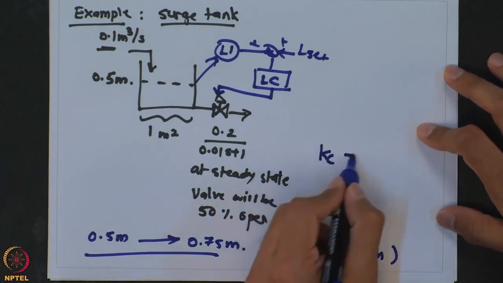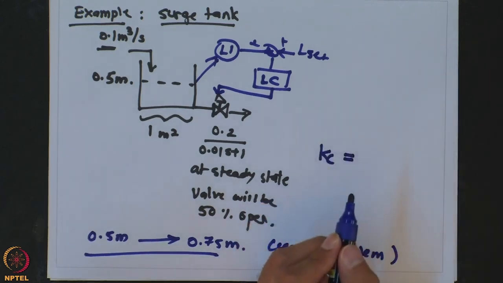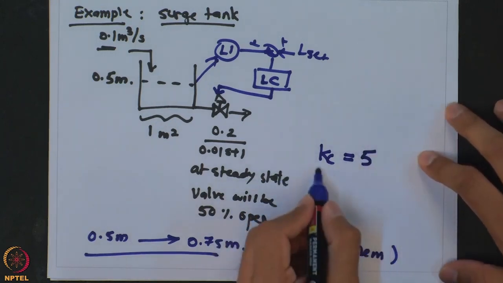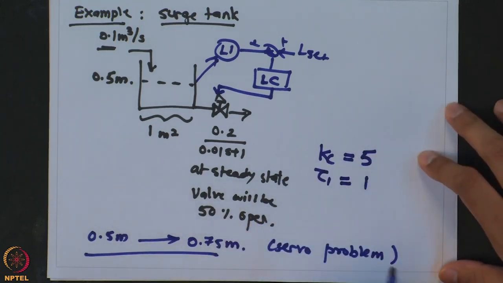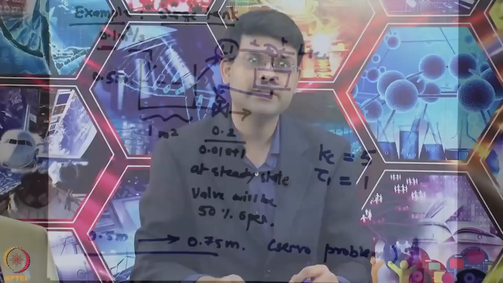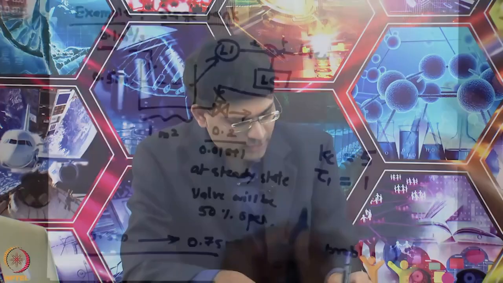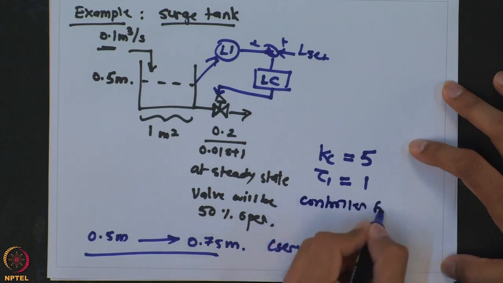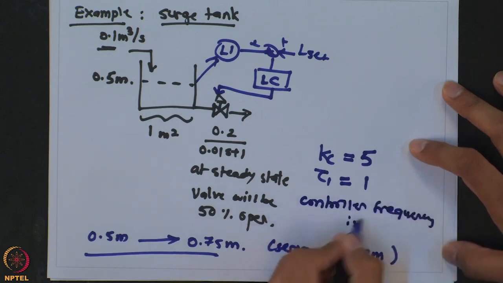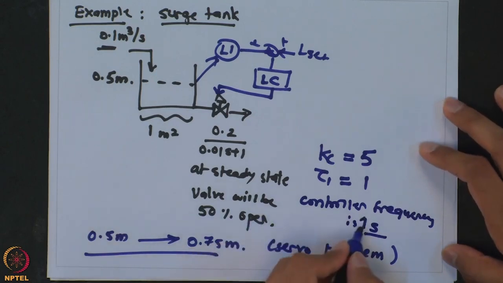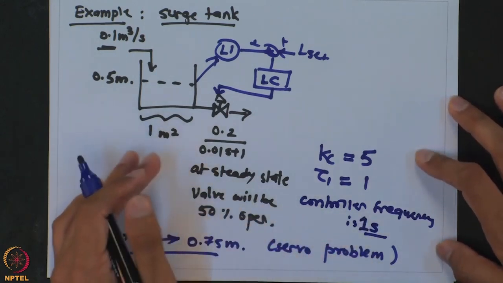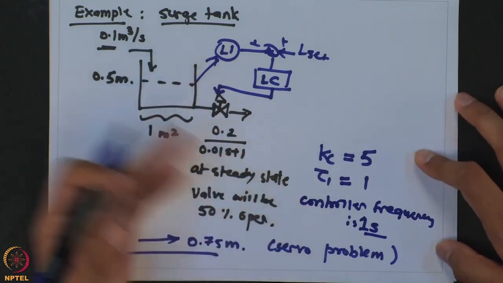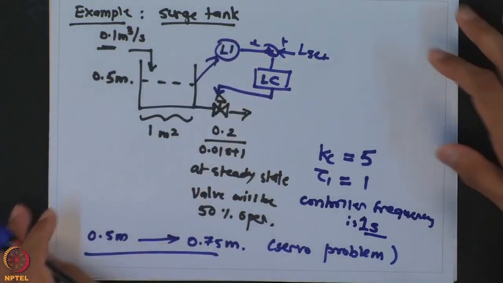and the values of controller parameters we are going to use are Kc equal to 5, and we will use an integral time constant of 1. Let us see what happens. Let us try to calculate manually how this particular control system is going to operate. We will also assume that the controller frequency is 1 second. So, whenever the controller takes any action, that action will remain there for 1 second, and then after every second the controller will take an action depending on the feedback interaction with the system.